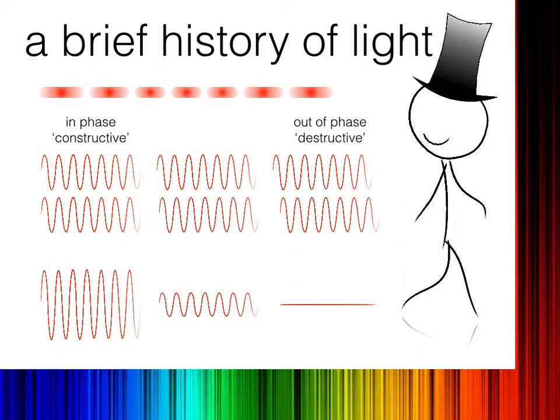So the wave theory of light was now pretty well established. Newton was wrong, Hooke was right, Thomas Young had proved it.